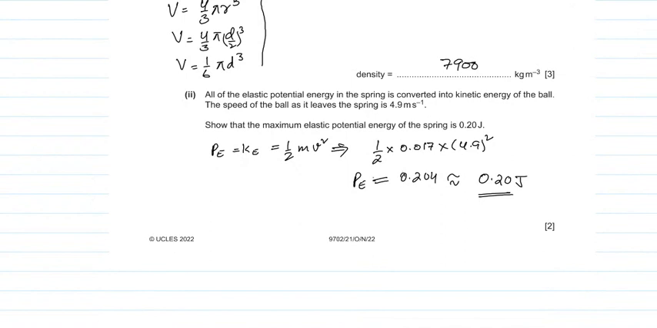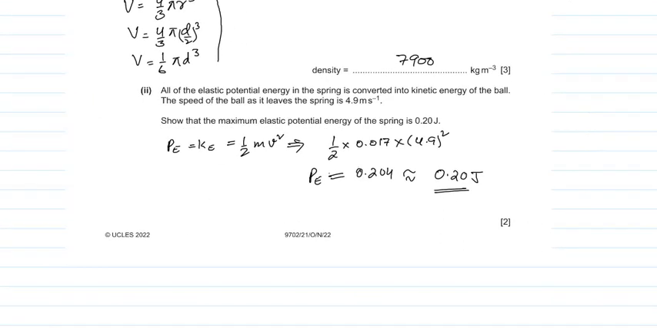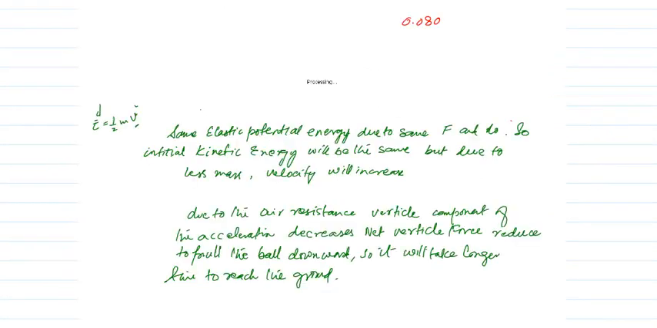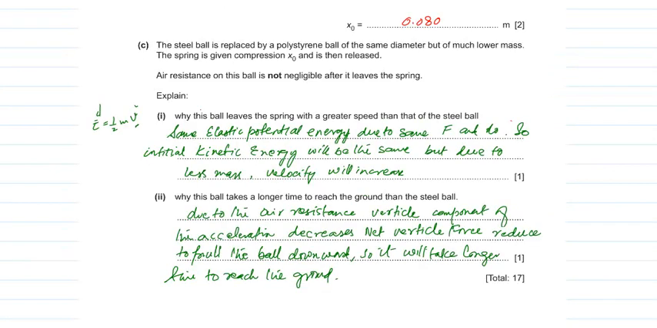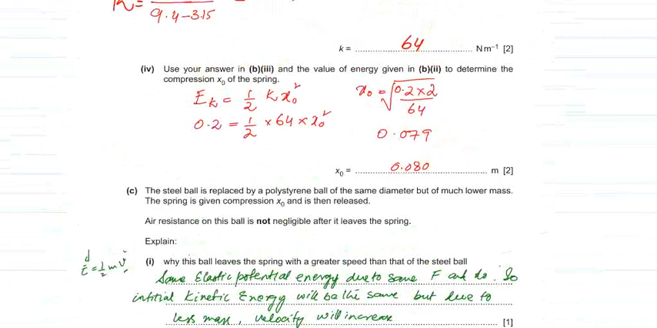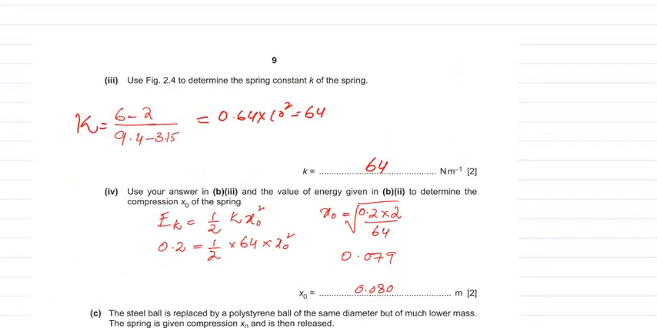So the elastic potential energy, which is stored in the spring, is 0.204, which after rounding off, you will get 0.20 joule, which is what we need to prove. So it is true. Now, use figure 2.4, which is the graph, to determine the spring constant k, right?